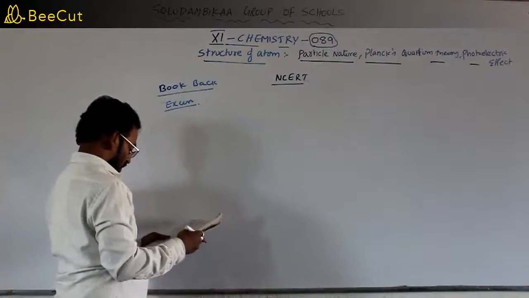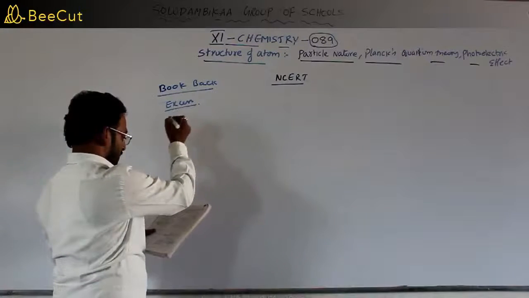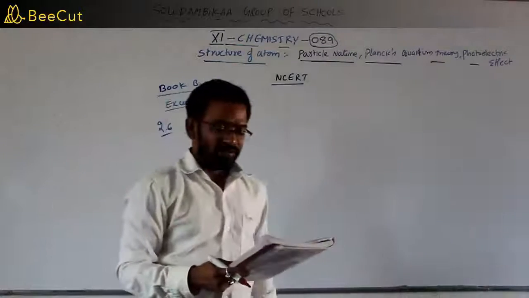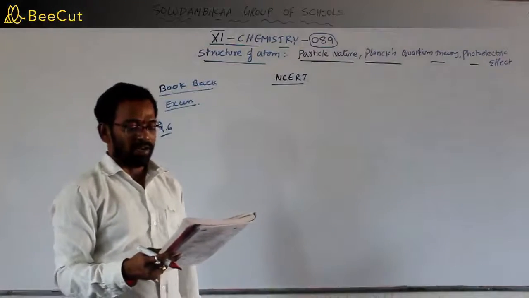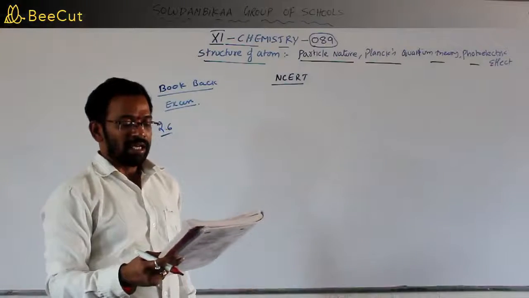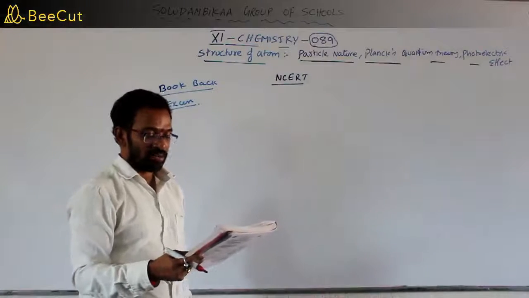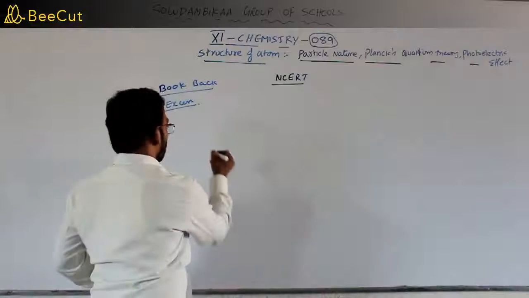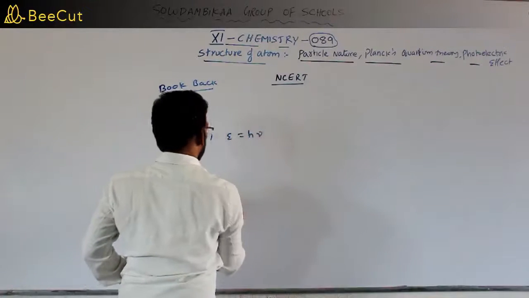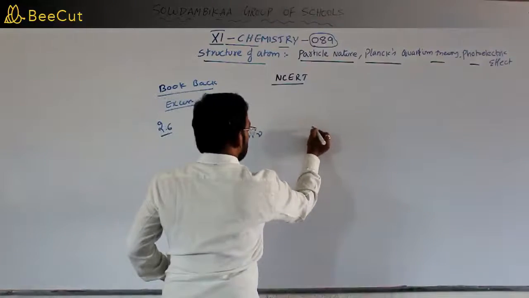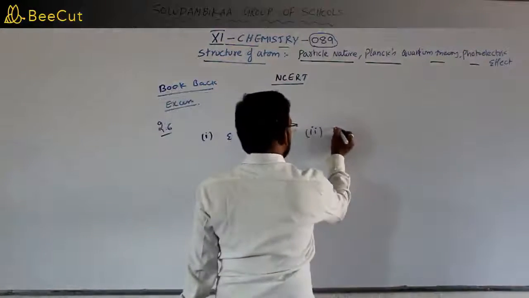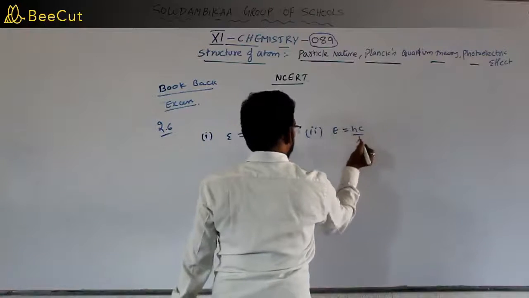Here, exercise question number 2.6. Find the energy of each photon which corresponds to light of frequency 3 into 10 to the power of 15 Hz, and wavelength 0.50 angstroms. We know that the formula to calculate energy when frequency is given is E is equal to h nu. This is the first problem. Second problem, when wavelength is given, how to calculate energy? E is equal to hc by lambda.